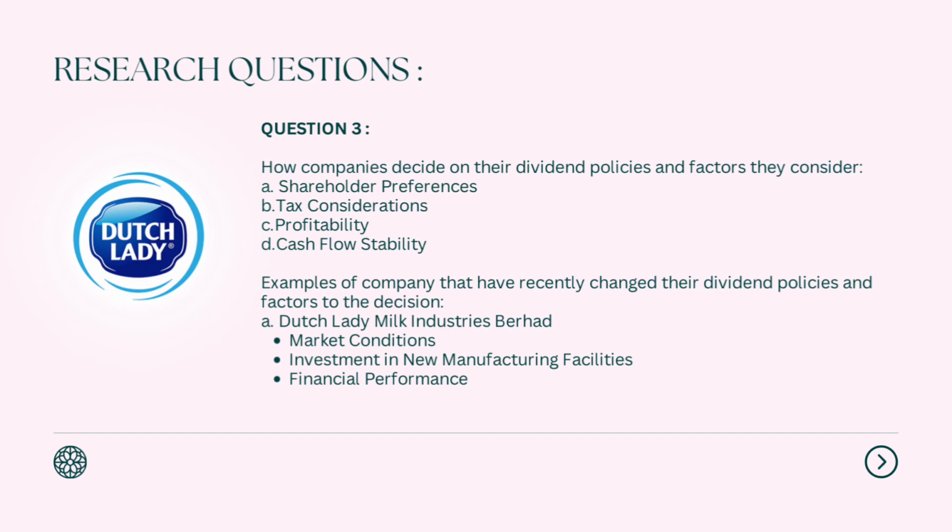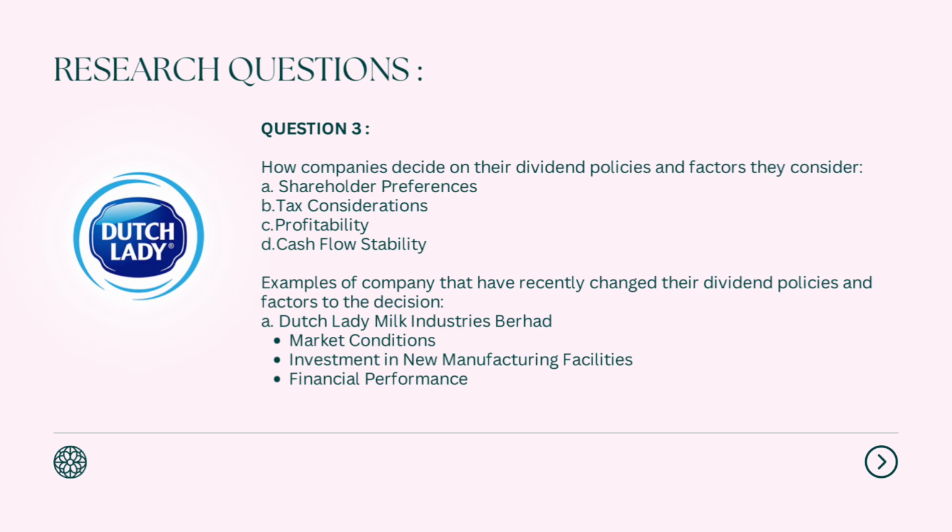So the example for companies that change their dividend policies and what drove these decisions is the Lady Milk Industry Berhad. In 2023, the Lady Milk Industry Berhad maintained a consistent dividend payout, declaring 2 interim dividends of 25 cents per share each, totaling 50 cents per share for the year. This approach aligned with their 2022 dividend payments, reflecting a stable dividend policy.